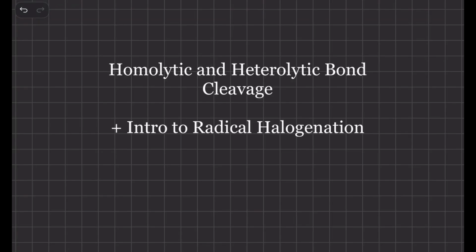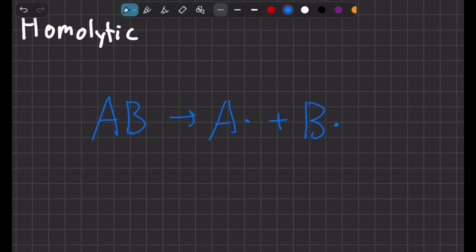Hi guys, today I'll be talking about homolytic and heterolytic bond cleavages, plus an introduction to radical halogenation, and I'll be giving more examples including acid-base arrow pushing mechanisms as well. So the first one I'd like to talk about are homolytic species.